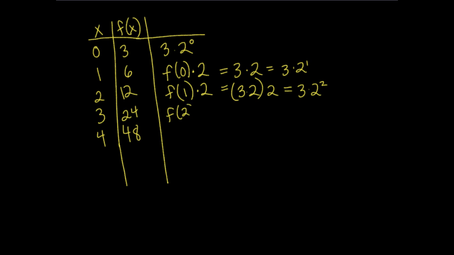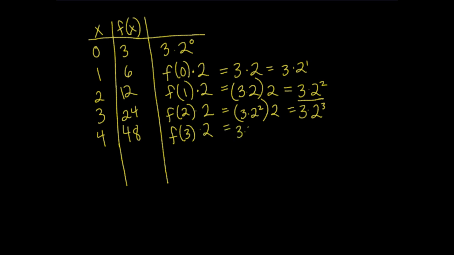If you take the previous output, f of 2, and multiply that by 2, that will land you at 24, which is 3 times 2 to the second times 2 again. How many 2's is that? That's 3 times 2 to the third. Anybody noticing a pattern? So we're going to take f of 3, multiply that by 2, take the previous number, 3 times 2 to the third, multiply that by another 2. That leaves you with 3 times 2 to the fourth.